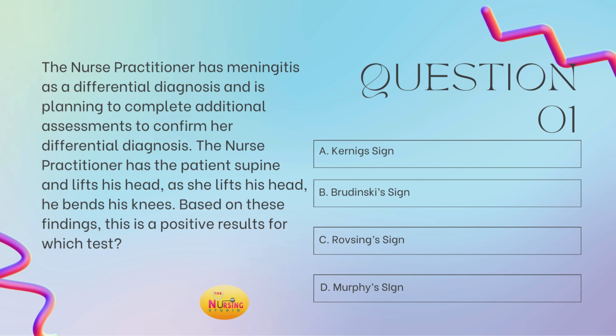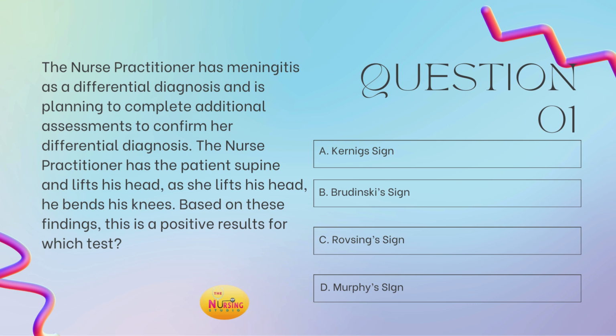All right, you guys, I always recommend reading the stem of the question first to ensure that you are answering what is even being asked, right? So here the stem of the question states, based on these findings, this is a positive result for which test? So let's take it back. You're trying to figure out what's a positive result. Let's see what even happened. So when the nurse practitioner did the assessment, she had the patient lying supine, lifts his head, and as she lifted his head, he was bending his knees. So what is this positive for? What type of test is that positive?